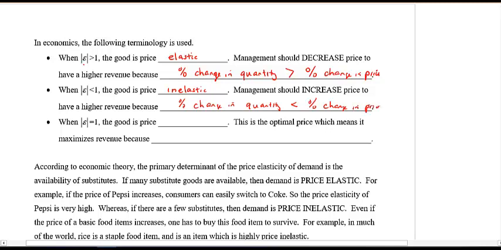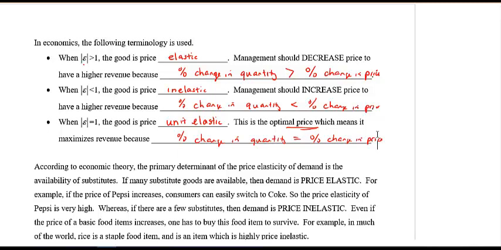And then when E equals 1, we call this good price unit elastic. And this is really the optimal price, which means it maximizes revenue. Why? Because the percentage change in quantity actually equals the percentage change in price. Those of you in economics, I hope you're seeing this connection now. I hope it's beautiful because you're like, oh, I see where calculus comes into play.